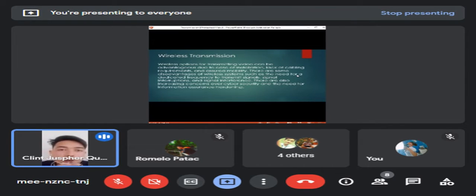So let's proceed to the wireless transmission. A wireless option for transmitting video can be advantageous due to ease of installation, lack of cabling requirements and assured mobility. Since we are not going to use wired transmission, of course it is easy to use and easy to install. There are some disadvantages of wireless systems, such as the need for a dedicated frequency to transmit signals, signal interruption, and signal interference. We are going to talk about that later. There are also increasing concerns over cybersecurity and the need for information assurance hardening.